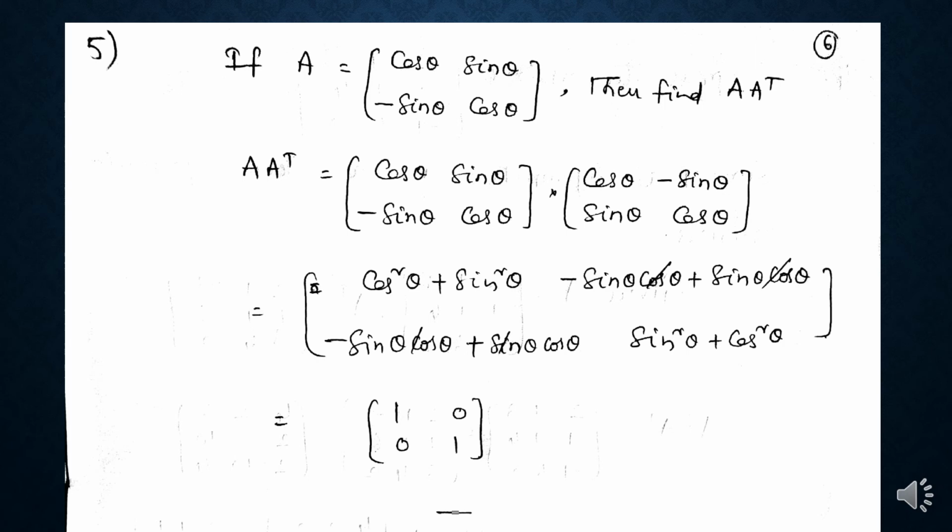So we know that the value of sin square theta plus cos square theta is equal to 1, and these terms will get cancelled here. So the value of cos square theta plus sin square theta is equal to 1, giving [1 0; 0 1]. So this is the solution for the given problem.